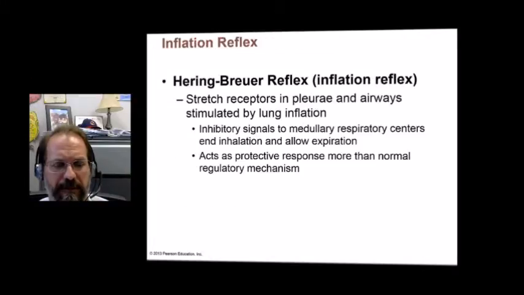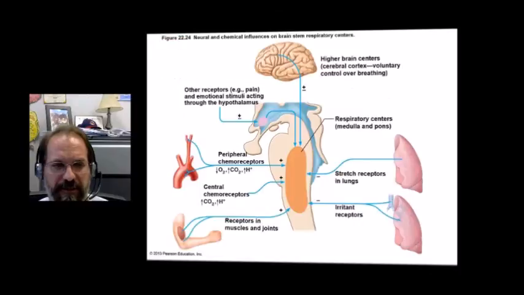All right. The Hering-Breuer reflex is a hyperinflation reflex that inhibits the muscles and the respiratory center from breathing in once you've stretched the lungs to a certain point. So it's a protective mechanism is really all you need to know about that. The Hering-Breuer reflex prevents hyperinflation of the lungs to where you actually damage them.